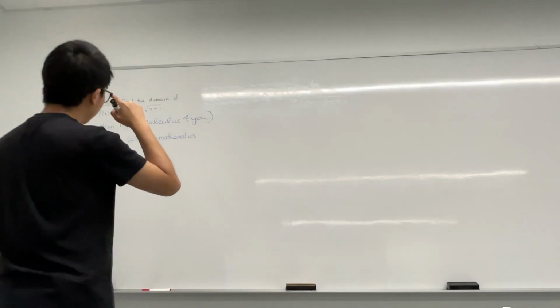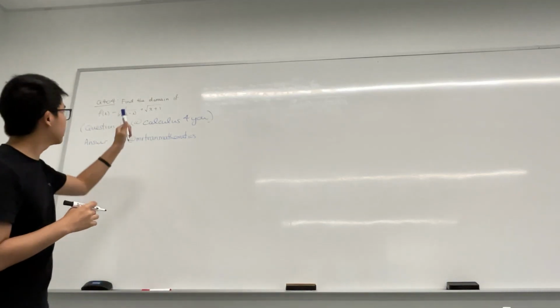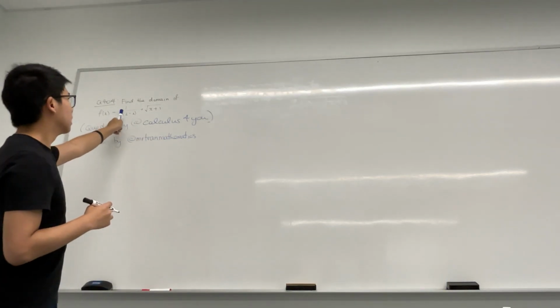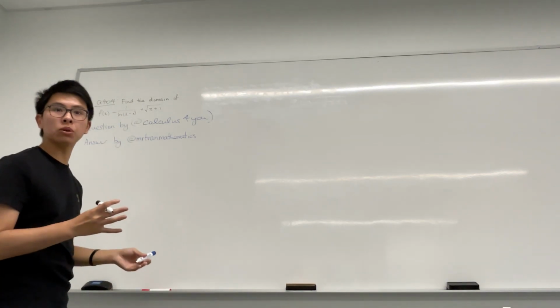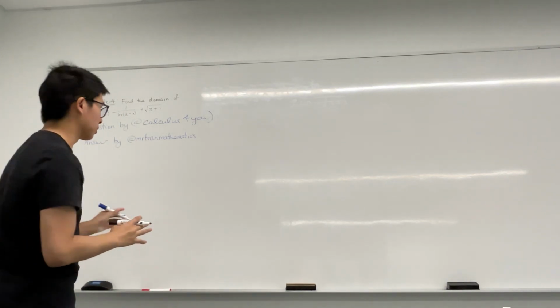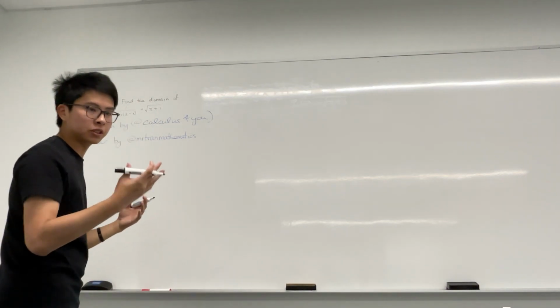All right, so let's have a look at a question from calculus for you. So the question is, find the domain of the function 1 divided by ln of 2 minus x plus the square root of x plus 1. So I'm going to break this into parts first. I'm going to first have a look at each of these individual domains first.